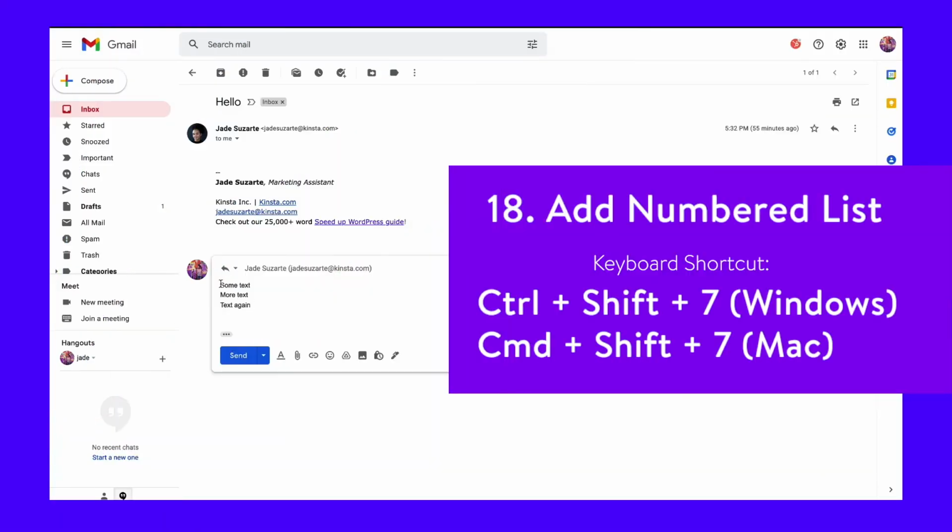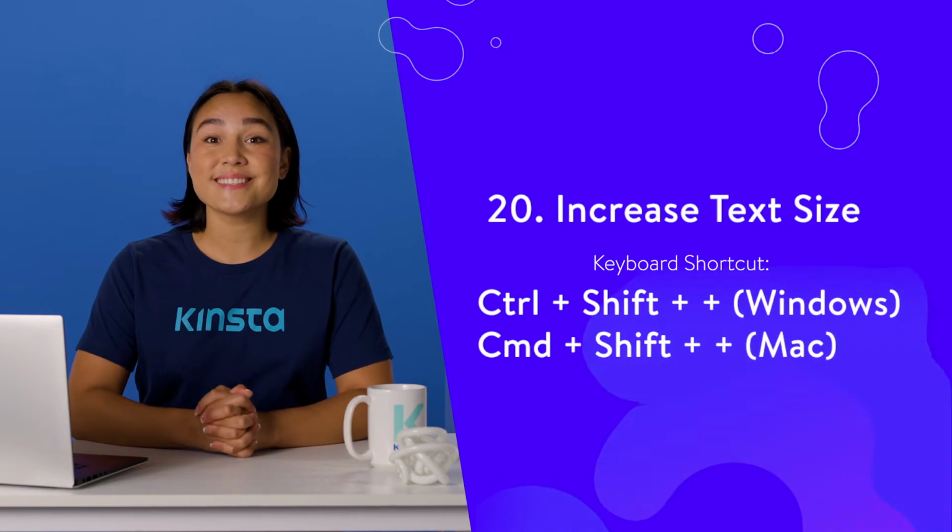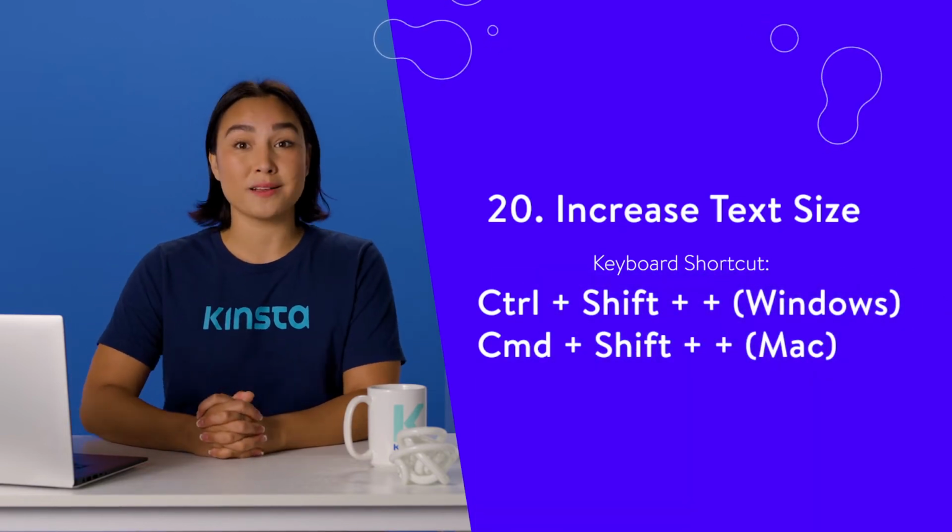This shortcut will add a numbered list to any vertical lines of text that you've selected. It looks like this. Like the Add a Numbered List shortcut, this one adds a bulleted list to selected text. It looks like this.